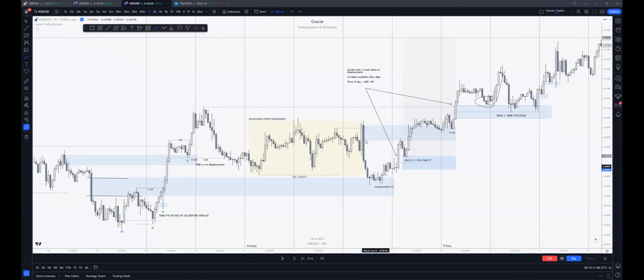This is displacement, but notice where we're pushing into, right? We're pushing into an area that's against our bias, right? So we wouldn't be looking at that. We'd have to ask ourselves, you know, is it displacement or is it a sweep? Let's see here. This is our structure level.